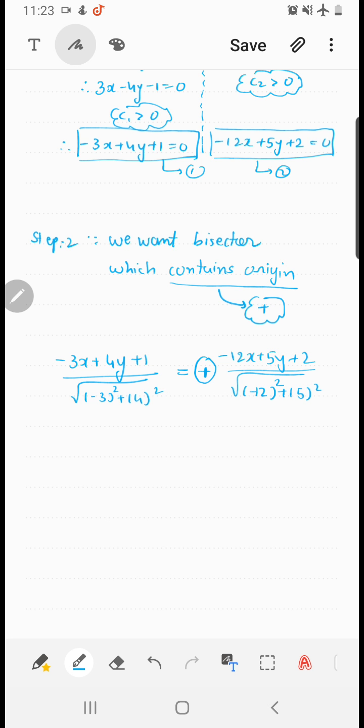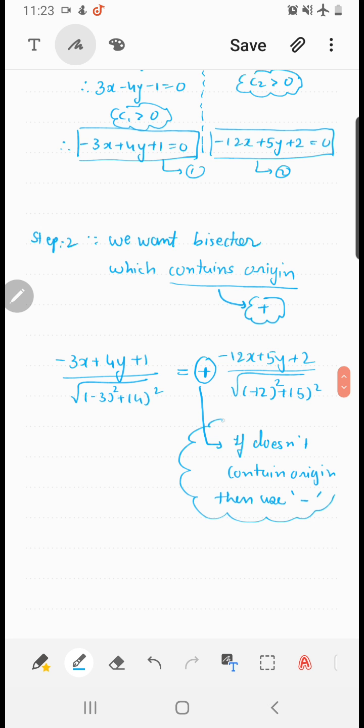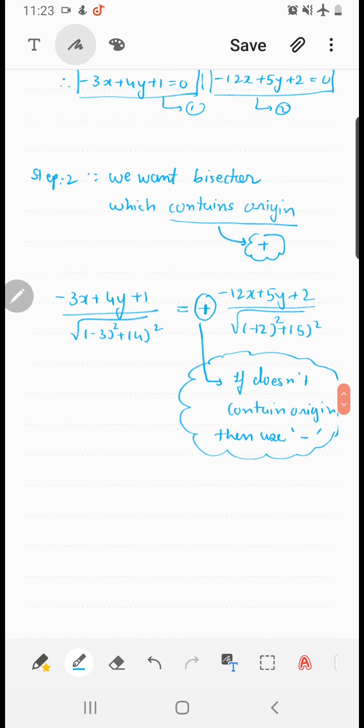Suppose in the same sum I ask you to find the bisector which does not contain the origin, then use the minus sign. So if you can understand, it's a very simple concept. You just need to remember when to use the plus sign and when to use the minus sign. Now let us simplify this further to get the final answer.